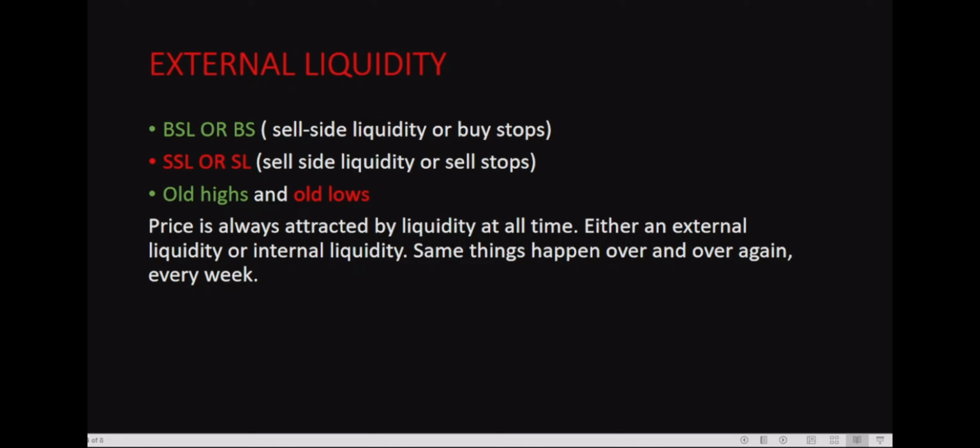Another point I have for external liquidity is old highs and old lows. These are majorly seen on weekly, monthly charts, or even daily charts. That's 2017 on the monthly chart. There is a particular high that price is trying to go to. Then that becomes your old high or old low. So price is always attracted to liquidity at all times. Now, what do I mean by this? What I mean is price is always attracted to liquidity at all times.